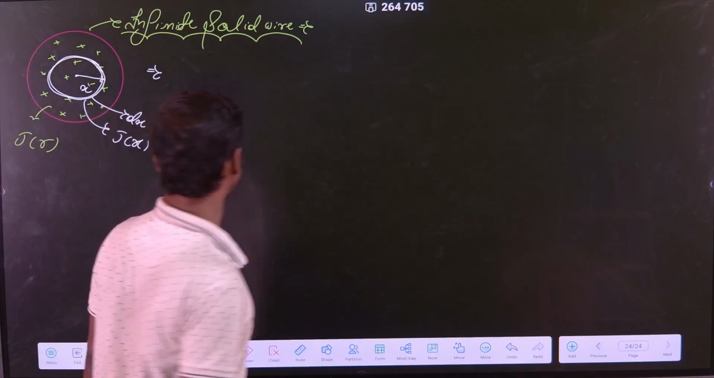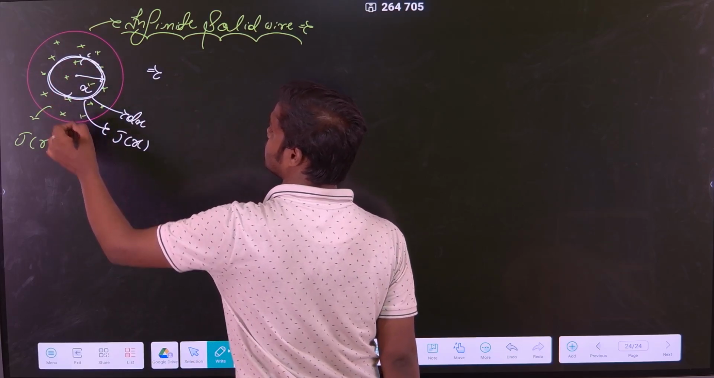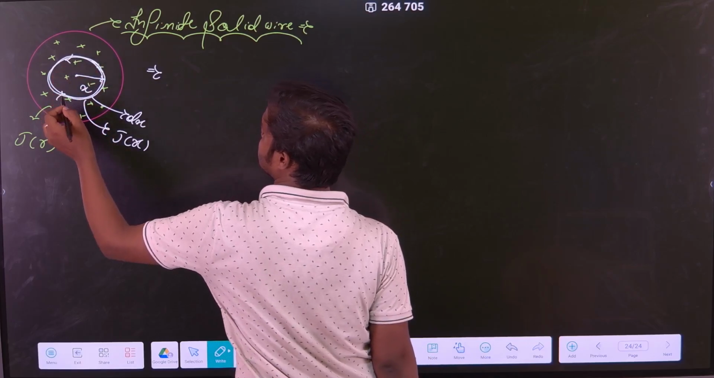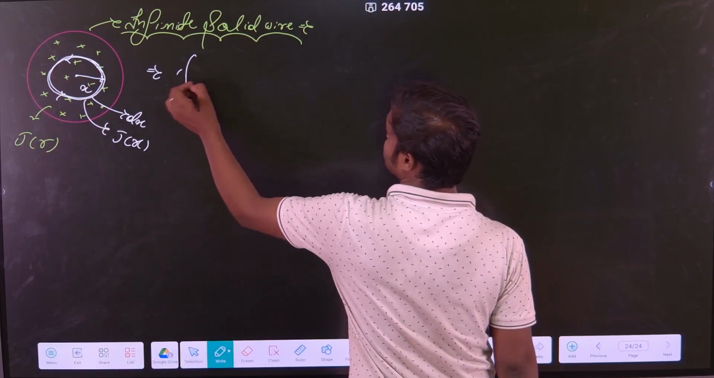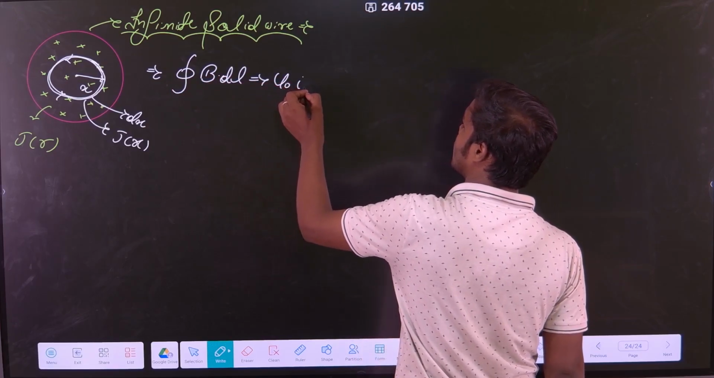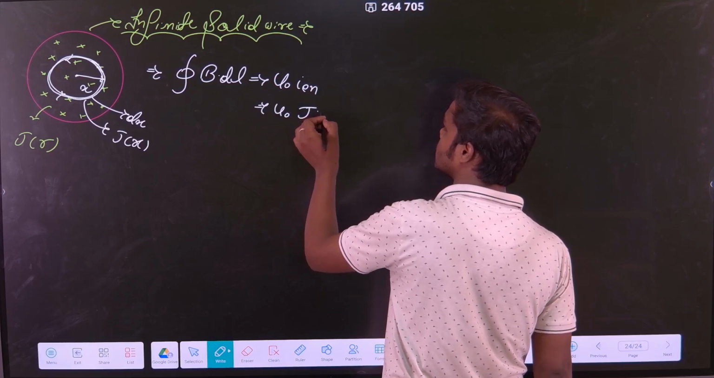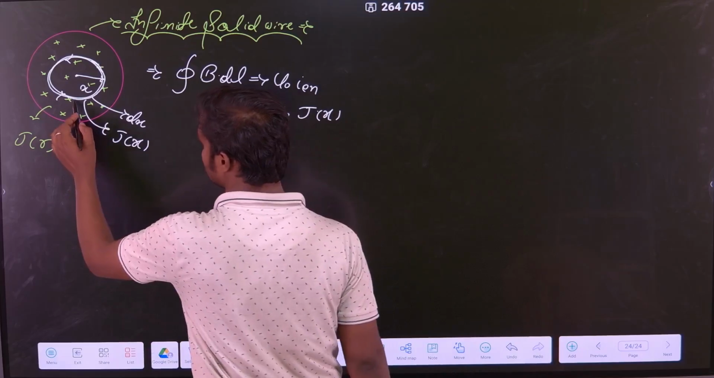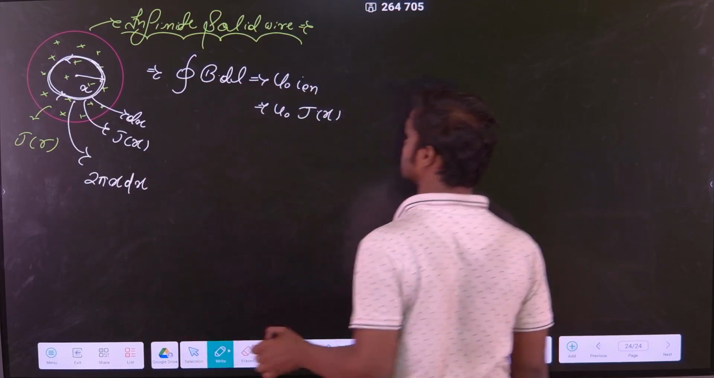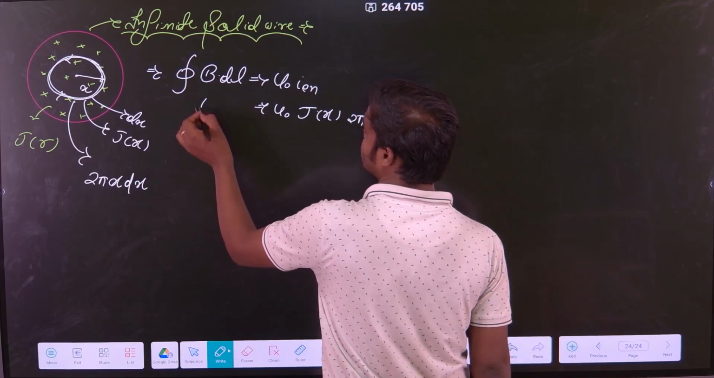We know Ampere circuital law. We have considered some loop, like this. So I will write the closed integral of B dot dl is equal to mu naught times I enclosed. What is I enclosed? I enclosed will be J(x) into area. Now what is the area of this? We know how to write it: 2 pi x into dx.